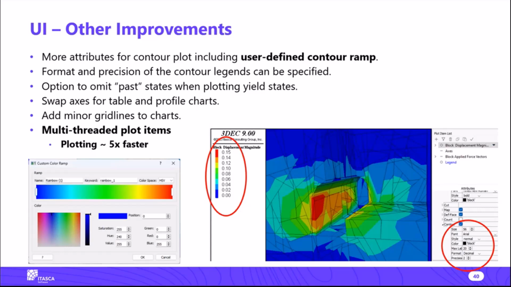Some other cool things for the plotting of the charts and the graphs, you can switch the axes around, you can make logarithmic axes, you can add minor grid lines, stuff like that. A big thing in 3DEC specifically is that most of the plot items have been multi-threaded in version 9, meaning that when you create a plot of blocks or joints, it will go significantly faster than it used to.